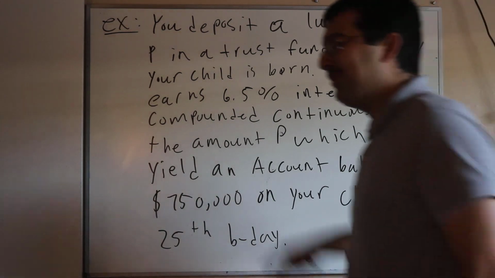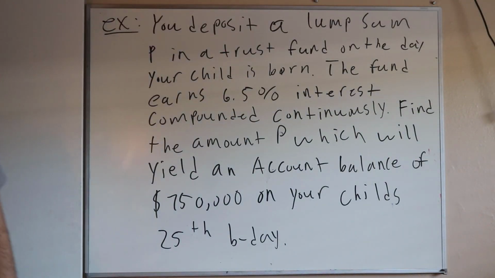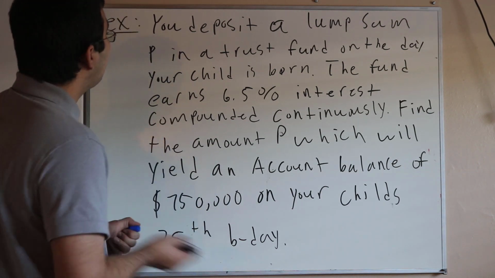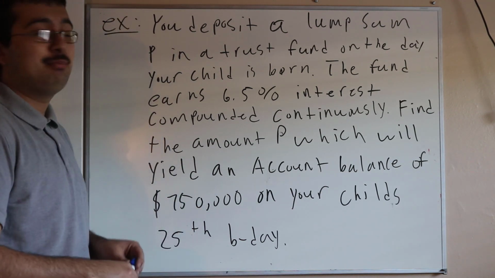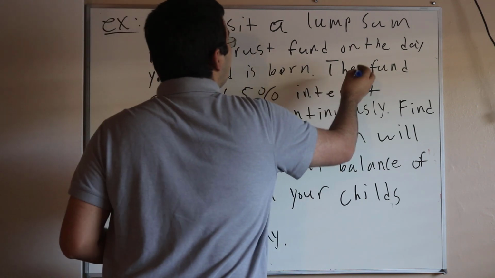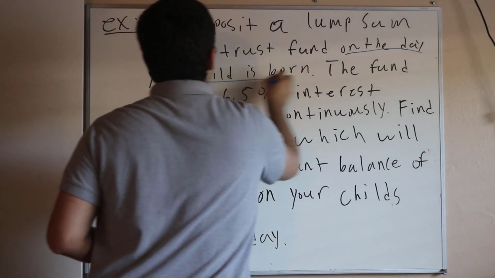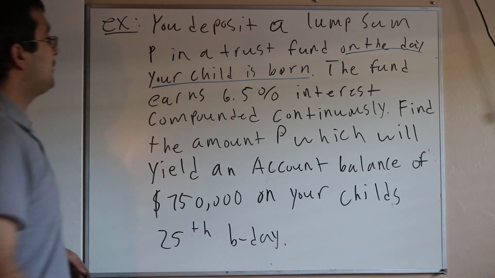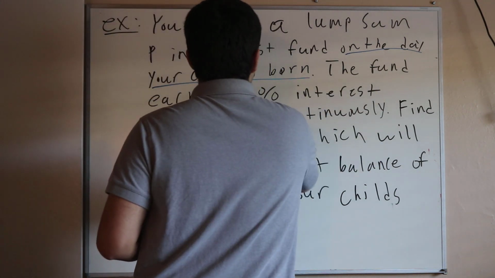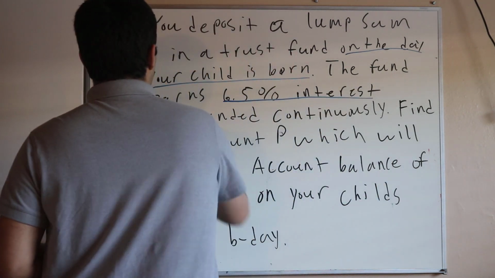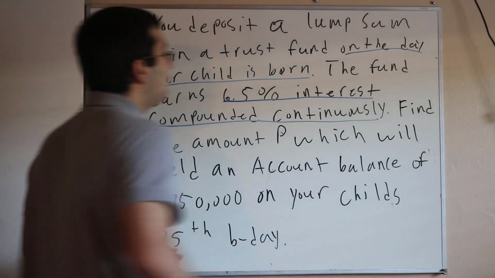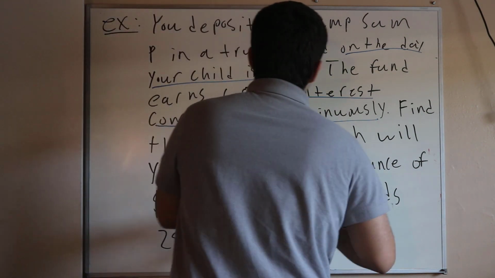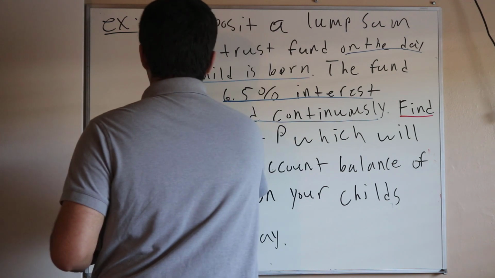Okay, so for our next example, let's consider the following scenario. You deposit a lump sum, P, in a trust fund on the day your child is born. So you deposit on the day your child is born. The fund earns 6.5% interest compounded continuously. So you have 6.5% interest, and that's compounded continuously. Find the amount P. So there's that goal. It's telling us we want to find P.